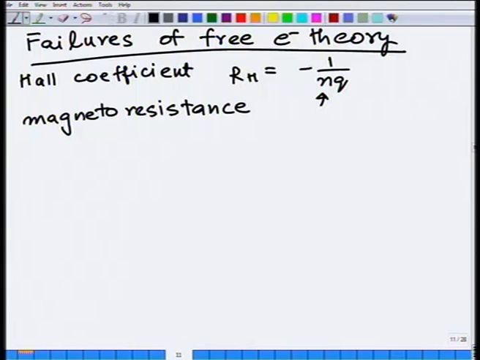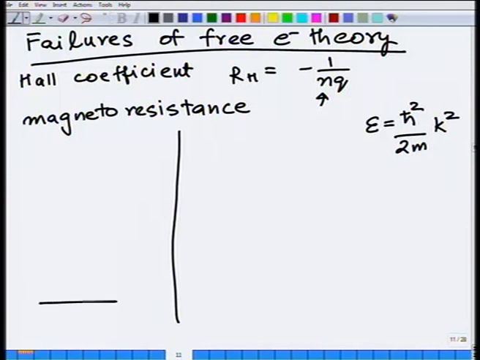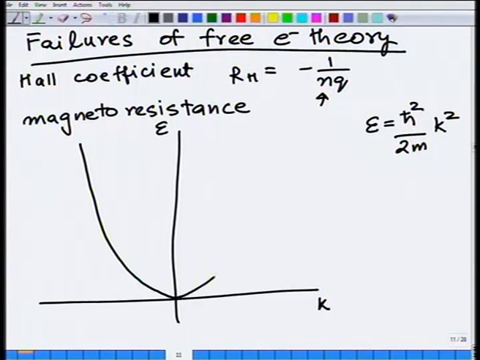What ultimately I want to do is, let me write down what we have done so far. We have said that energy is equal to h square by 2m times k square. What ultimately I want to show you is that there is something called the E-k diagram. So I plot this, k versus energy, and clearly it looks something like this. This is this expression being plotted here.